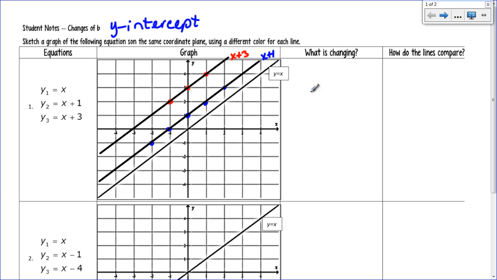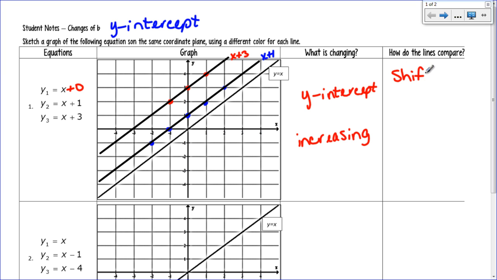And so what is changing each time is the value for the y-intercept. And what happens to it is it went from plus 0 to plus 1 to plus 3. So it's increasing. And when I increase the y-intercept, my graph shifts upwards. So it started at 0, then it started at 1, then it started at 3. So it's shifting up. And so how do the lines compare?